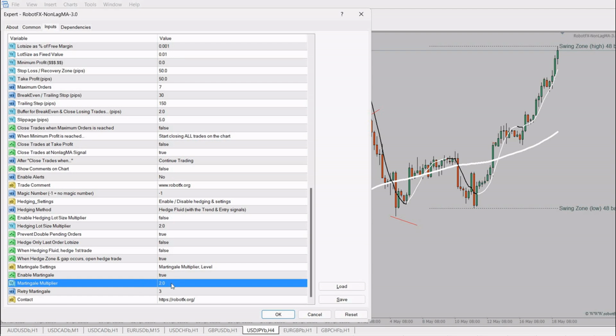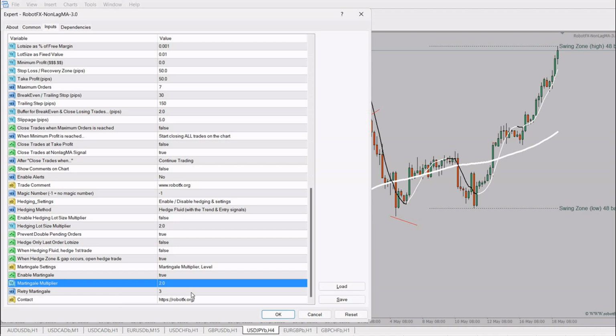So obviously, if the martingale multiplier is 2, that means that if you have lost a 0.1 lot size trade, regardless of its loss, the Expert Advisor will place the next order according to the Expert Advisor signal with 0.2, double from 0.1.